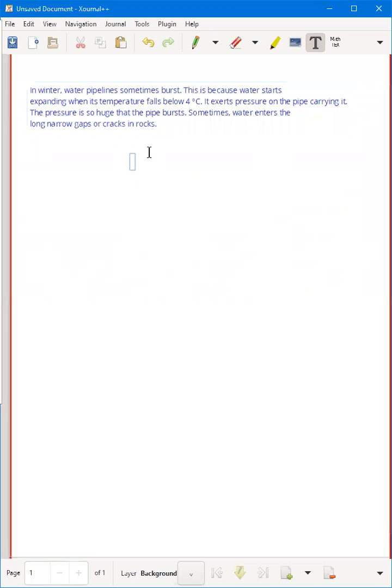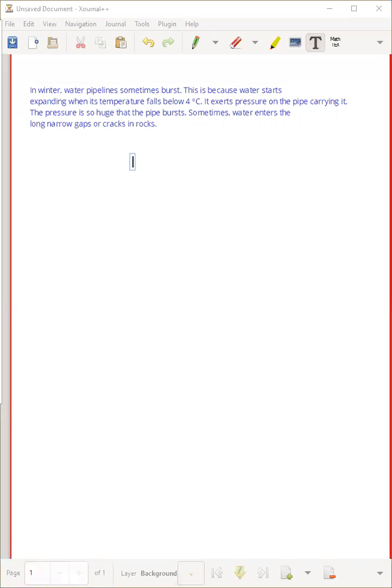The same thing is there even for rock bursting. There are cracks in rocks which are filled with water. When it becomes very cold outside, the water starts expanding, but there is no place to expand, so it pushes on the rocks, and sometimes the rocks crack because of the immense pressure exerted by the freezing water. Please copy this down.